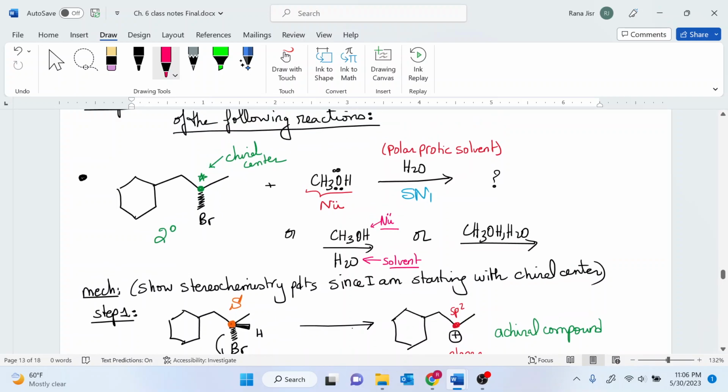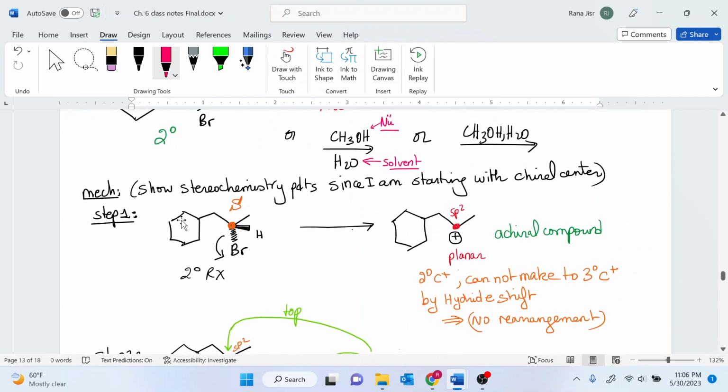We are starting with our secondary alkyl halide. So starting with the secondary alkyl halide, step one, bromine is going to leave. You create a carbocation. Now this carbocation is a secondary carbocation. That secondary carbocation I cannot rearrange, because just imagine if you move the positive charge to this adjacent carbon, you're going to end up getting a primary carbocation, which is less stable than the secondary. You cannot do that.